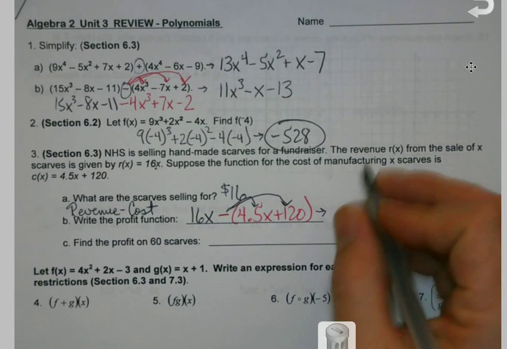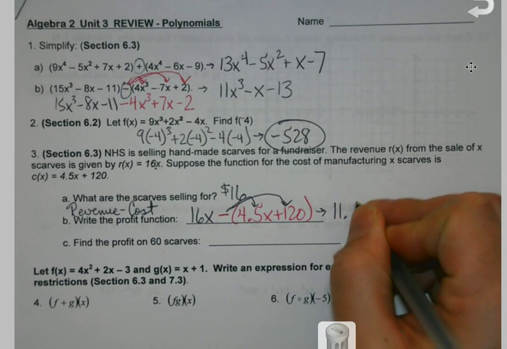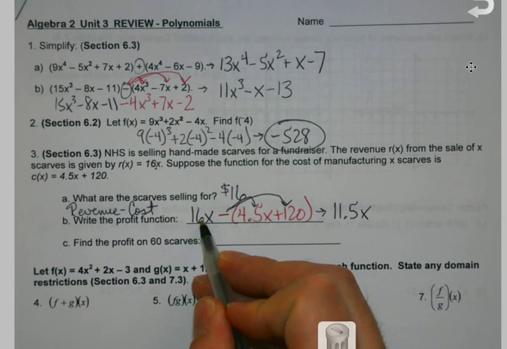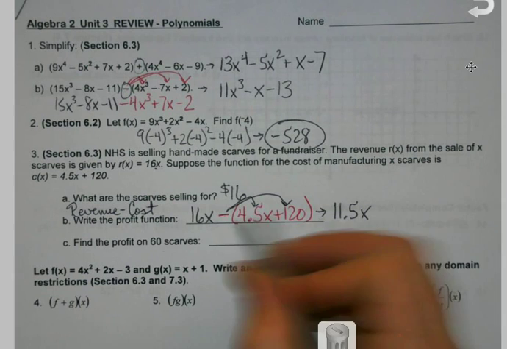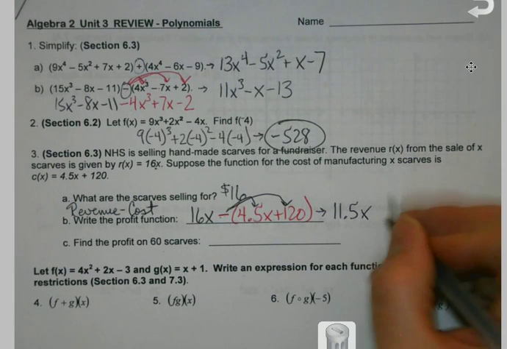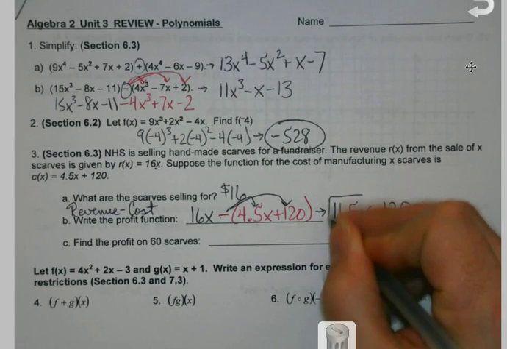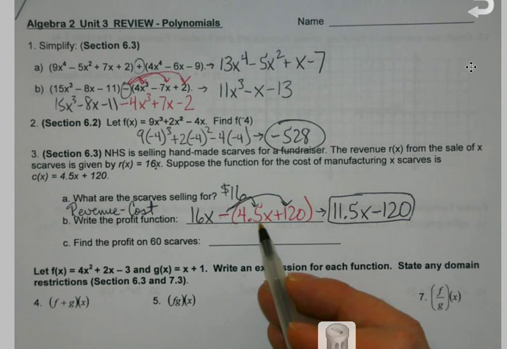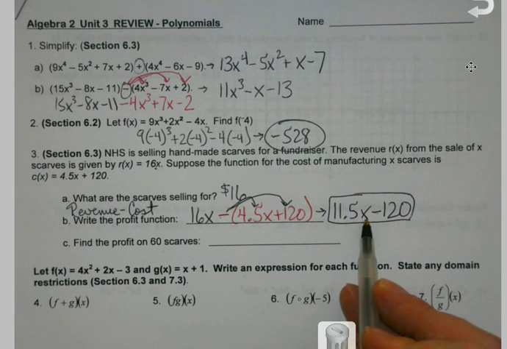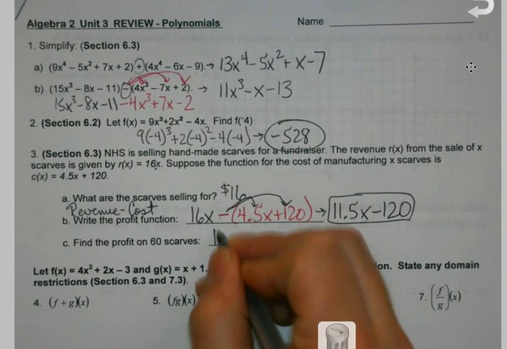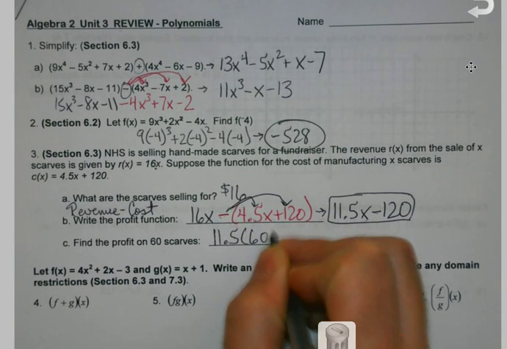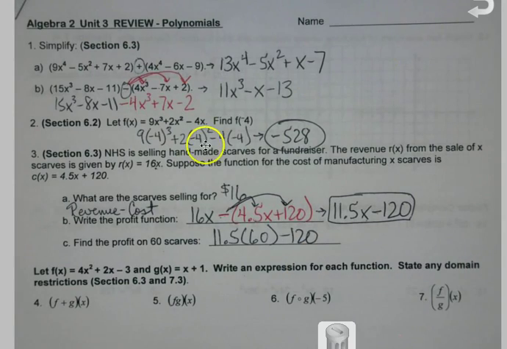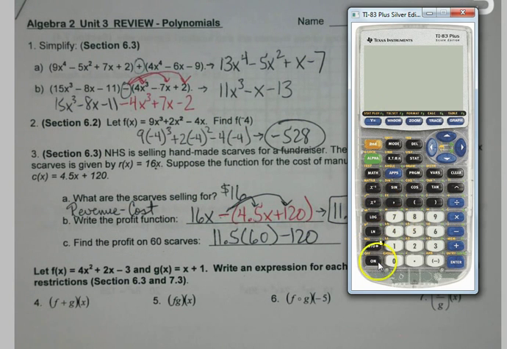If you left it like that, it would be okay, as long as the parentheses are there. So 16x minus 4.5x is 11.5x, but here's the biggie. The negative also goes here. Yes, you could. Because to find the profit on 60 scarves, no matter if I have it in this form or this form, I'm just going to plug in the 60 where the x is. So since I went ahead and simplified, I'll just pop it in like this. And then I just pull that up. A little quick math here.